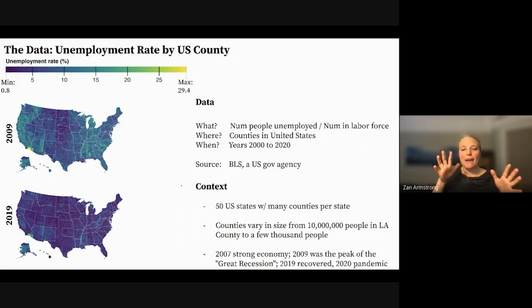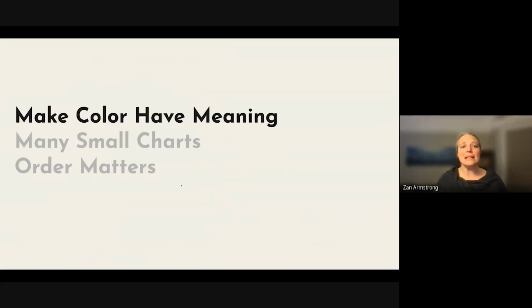And just some economic background, 2007, 2019 were both strong economies. 2009 was the peak of the recession, the Great Recession or financial crisis. And of course, 2020, there was a lot of unemployment related to COVID. So let's dive in. How do we make color have meaning?